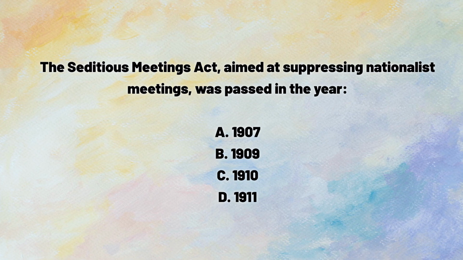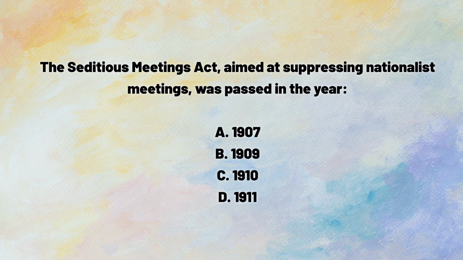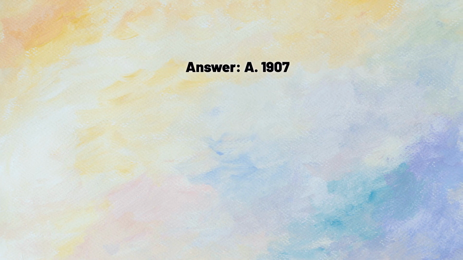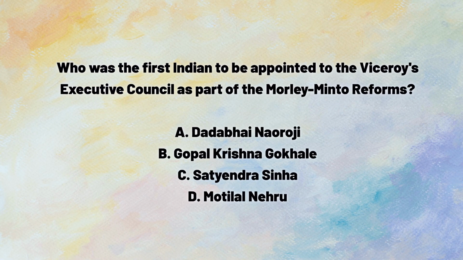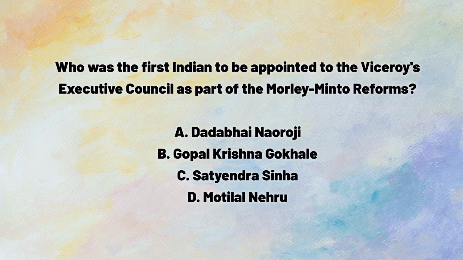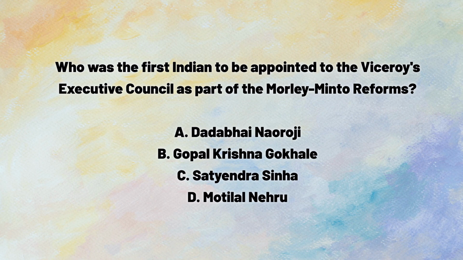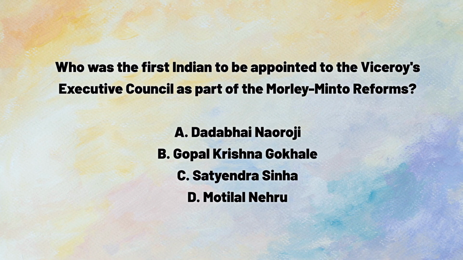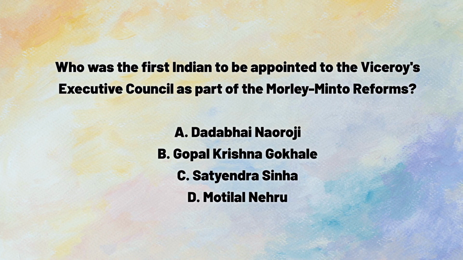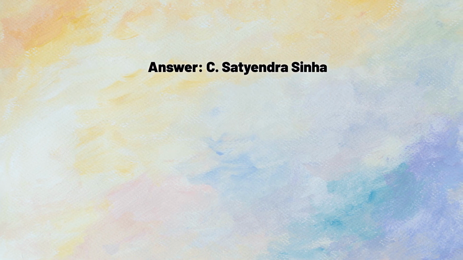The Seditious Meetings Act, aimed at suppressing nationalist meetings, was passed in the year A. 1907, B. 1909, C. 1910, D. 1911. Answer: A. 1907. Who was the first Indian to be appointed to the Viceroy's Executive Council as part of the Morley-Minto Reforms? A. Dadabhai Naoroji, B. Gopal Krishna Gokhale, C. Satyendra Sinha, D. Motilal Nehru. Answer: C. Satyendra Sinha.